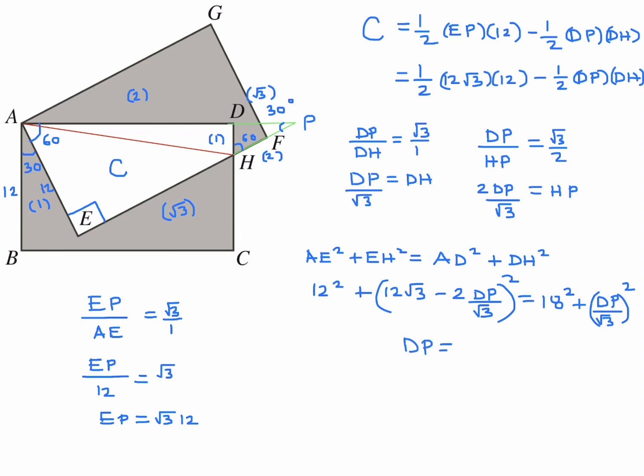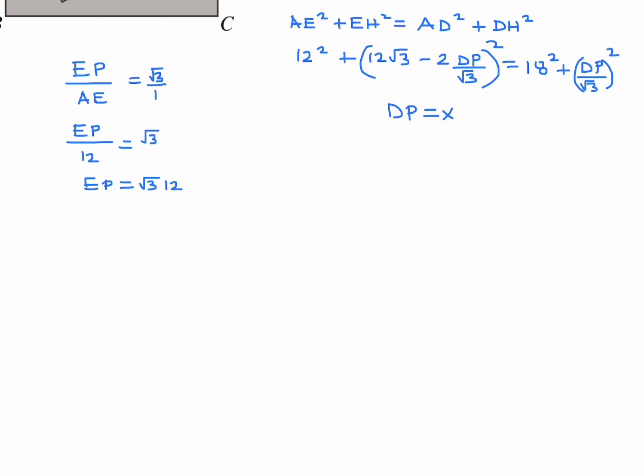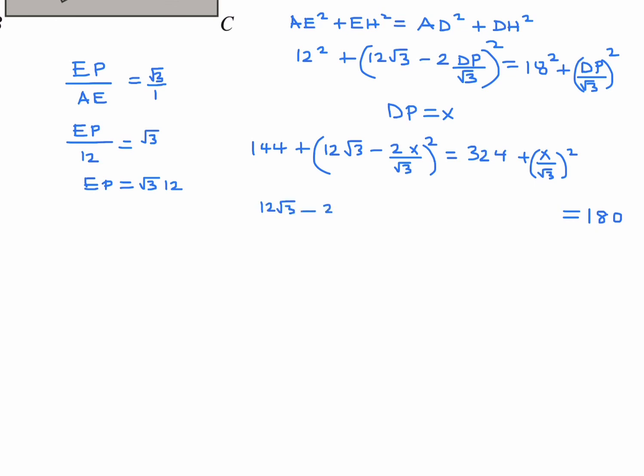So instead of writing DP every time, I'm just going to call it X. And I think that will help us out. So here we go. We've got some algebra to do here. 144 plus (12 root 3 minus 2x over root 3) all squared is equal to 324 plus (x over root 3) all squared. Okay, bring everything to one side, put all the numbers on one side, and you get 180 over here. And if you bring all the x's over, you get (12 root 3 minus 2x over root 3) all squared minus (x over root 3) all squared.